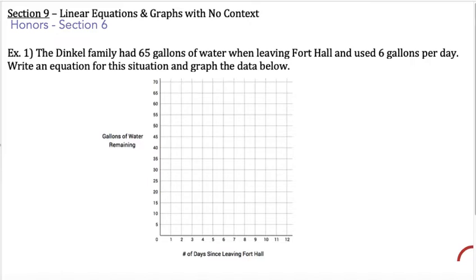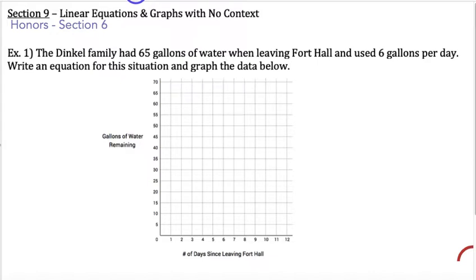These are your linear equation and graphs with no context notes for the Overland Trail unit. Example 1. The Dingle family had 65 gallons of water when leaving Fort Hall, and they used 6 gallons per day. Write an equation for this situation and graph the data below.